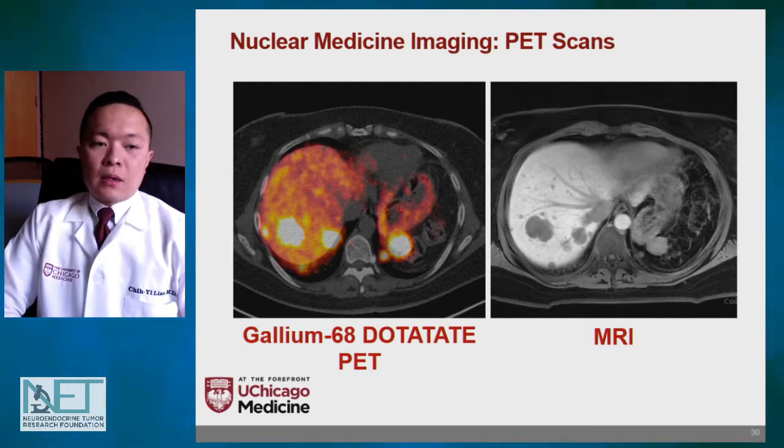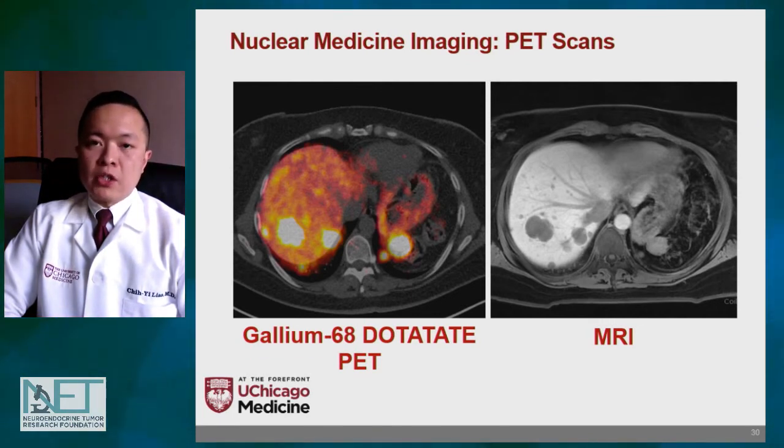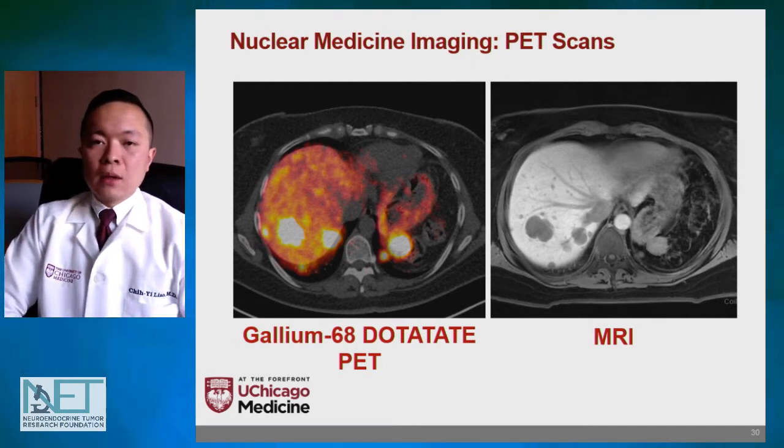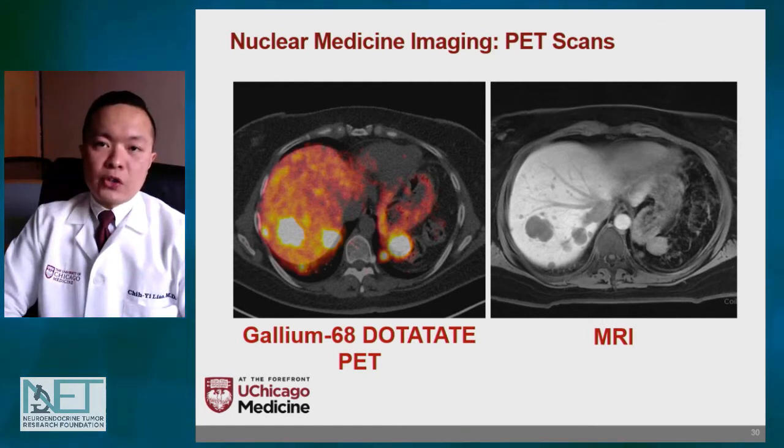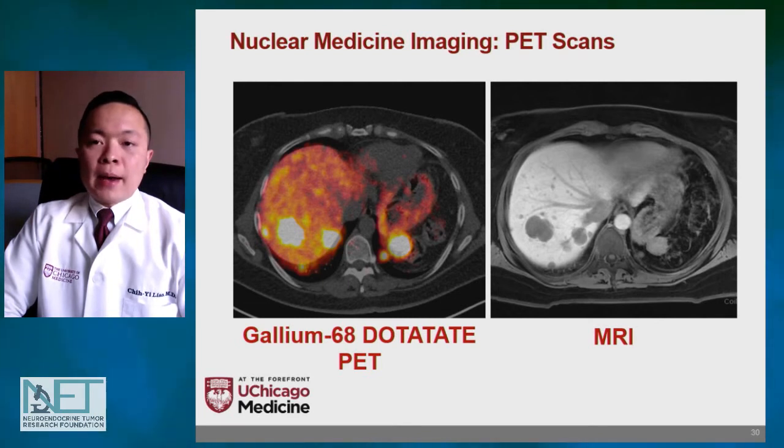Another type of imaging we can use for diagnosis and staging is functional imaging done by nuclear medicine. These are called PET scans. Here is a type of PET scan called gallium-68 DOTATATE PET scan, which we use commonly for neuroendocrine tumor patients. This type of PET scan takes advantage of the fact that the neuroendocrine tumor cells express the somatostatin receptor. The tracer that these patients get for the PET scan actually binds to these somatostatin receptors to make the tumors light up. So you can see this is the same patient.